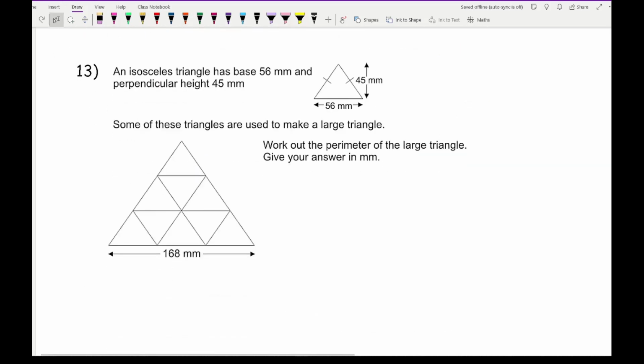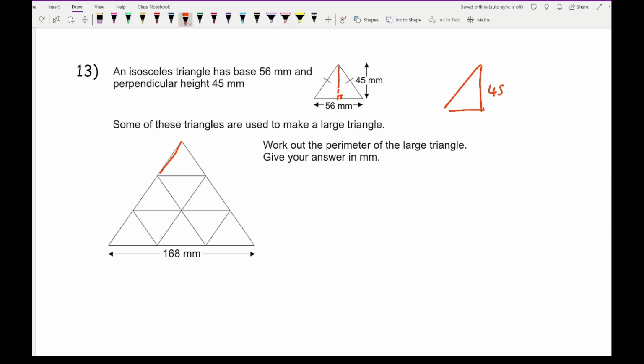Moving on to question 13, it says that an isosceles triangle has a base of 56 millimeters and a perpendicular height of 45. Some of the triangles are used to make a large triangle. Work out the perimeter of the large triangle. Now for this, what we need to do is work out what the length of one of these slanted sides of the triangle is going to be. Although it may not seem obvious, if I split this triangle in half, you can see that to work out the slanted side, I can get this triangle here. So this length here is 45.